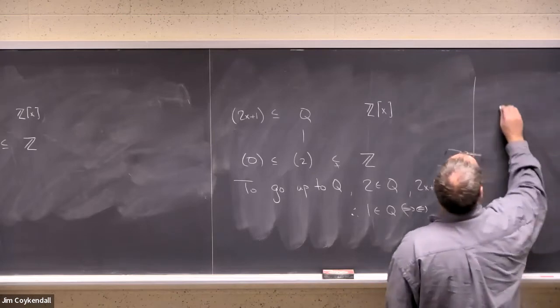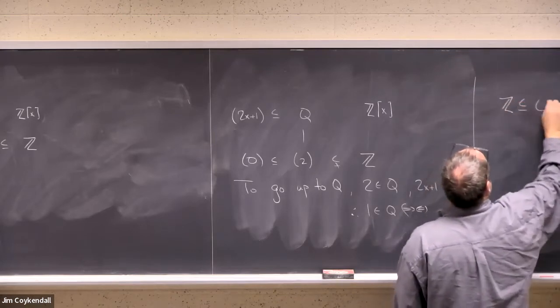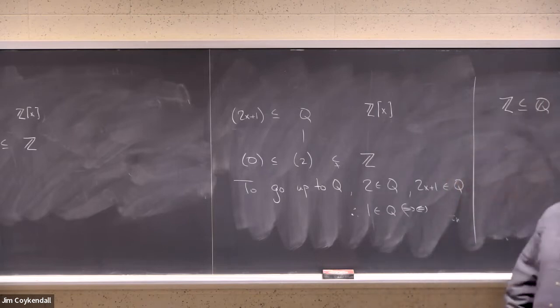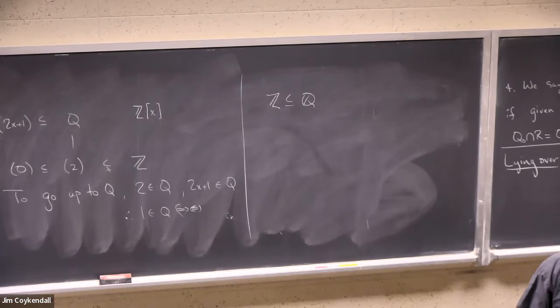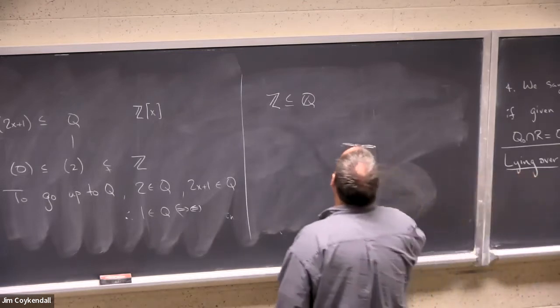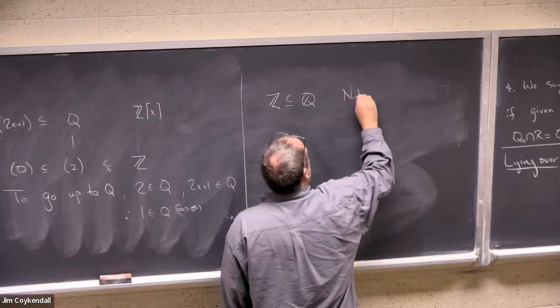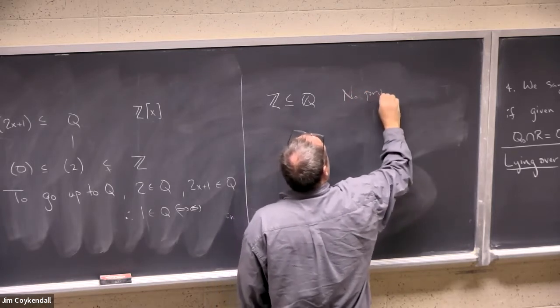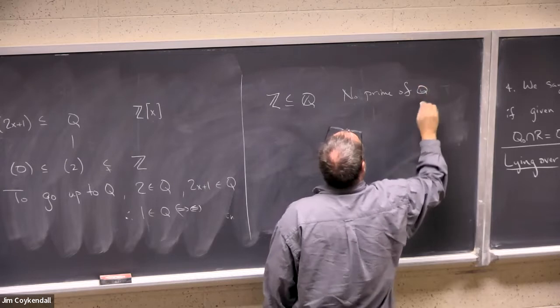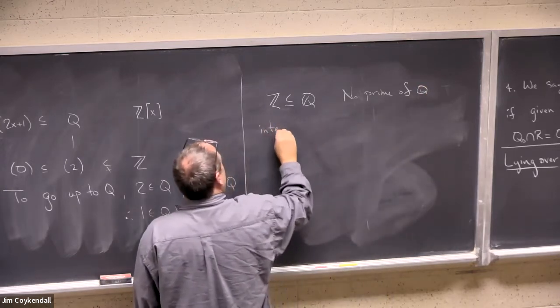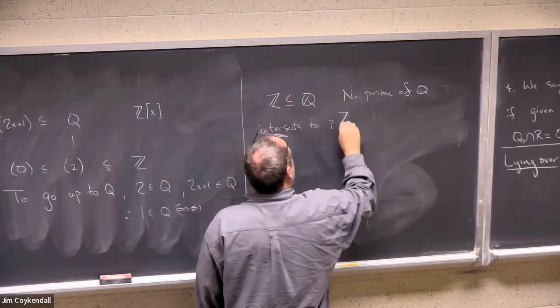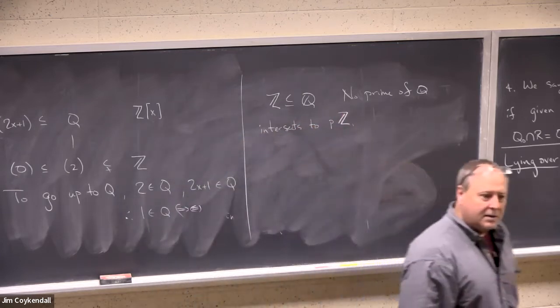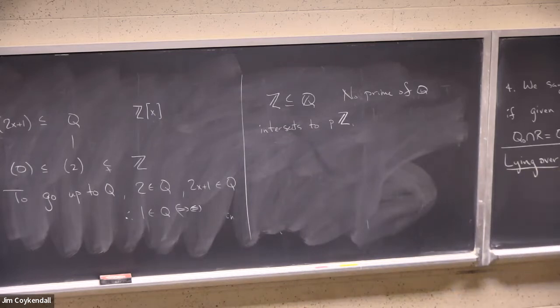How about this? Give me a prime lying over, any of them except 0. No prime. Like Q intersects. Because in fact, the only prime in Q is 0, right? So this one's not lying over.